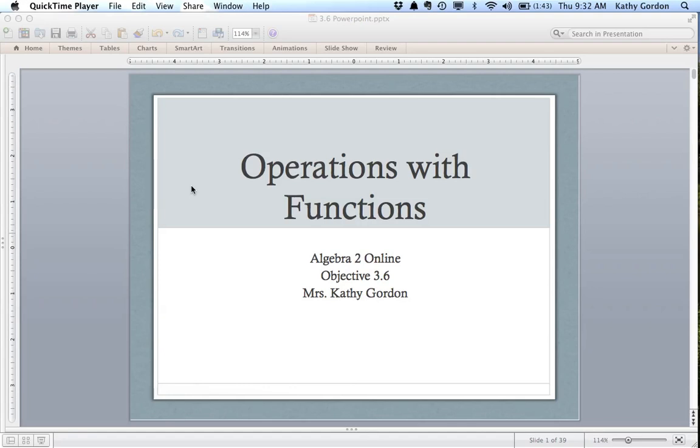And then there's different ways that we can create the new functions. So we've seen one way already, which is to be able to use the transformations, insert an a, h, or k value in order to be able to create something new. Another way is to actually do operations with functions. So we can actually add, subtract, multiply, and divide with the functions to create something new.